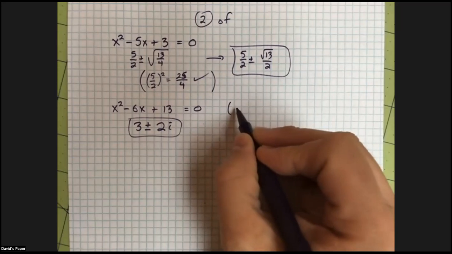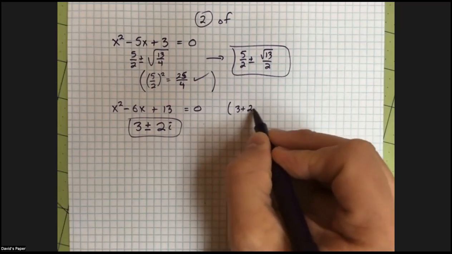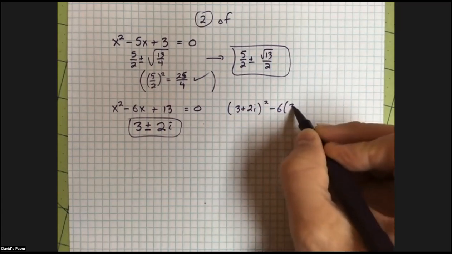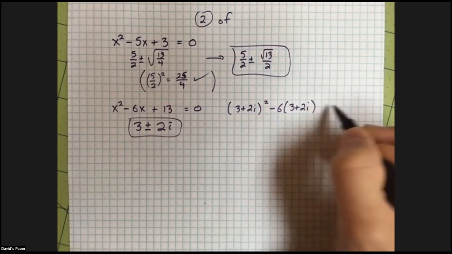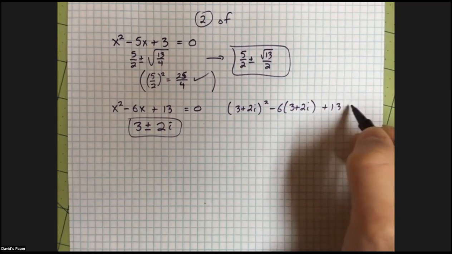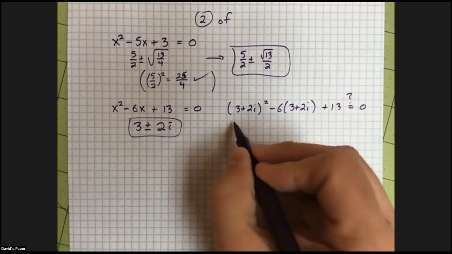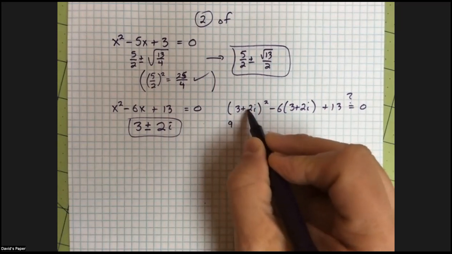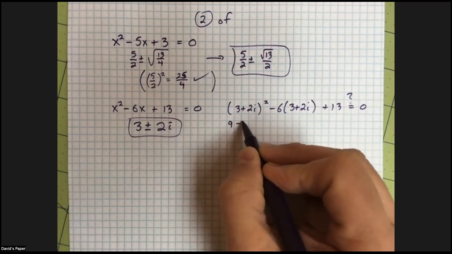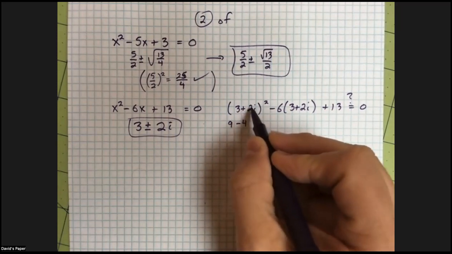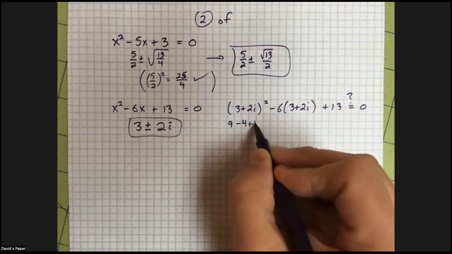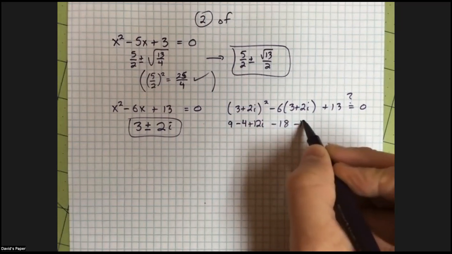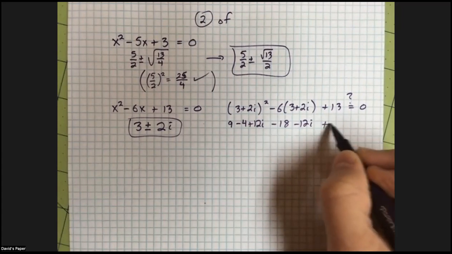Now, if you doubted me, and remember, you can always tell in mathematics if someone's lying, put the numbers in here. Do you truly get 0? Well, if I do 3 plus 2i squared, I'll get 9. 2i times 2i is minus 4i squared, which is minus 4. Then I get 6i, I get 12i's. Then here I get minus 18, minus 12i's. And then I add 13.